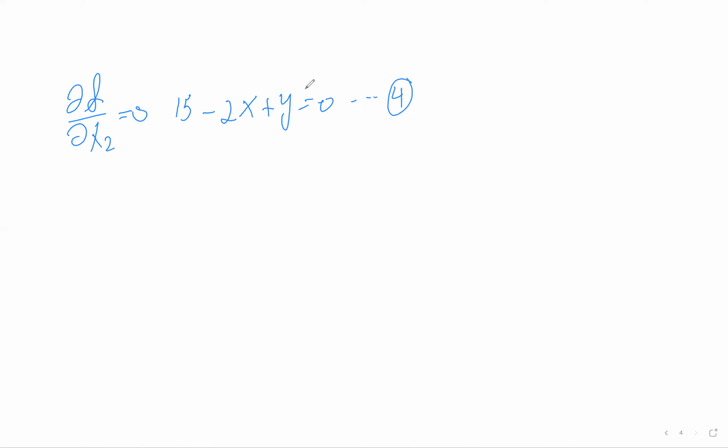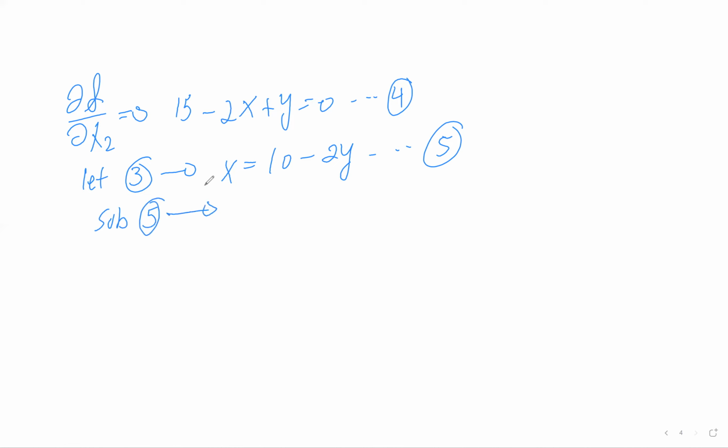Now, it's just rearranging some of these equations. From equation 3, let's rearrange equation 3, and then we write equation 3 as x is equal to 10 minus 2y. So let's write this as equation number 5 because it makes it easier. Now you sub equation 5 into equation 4.